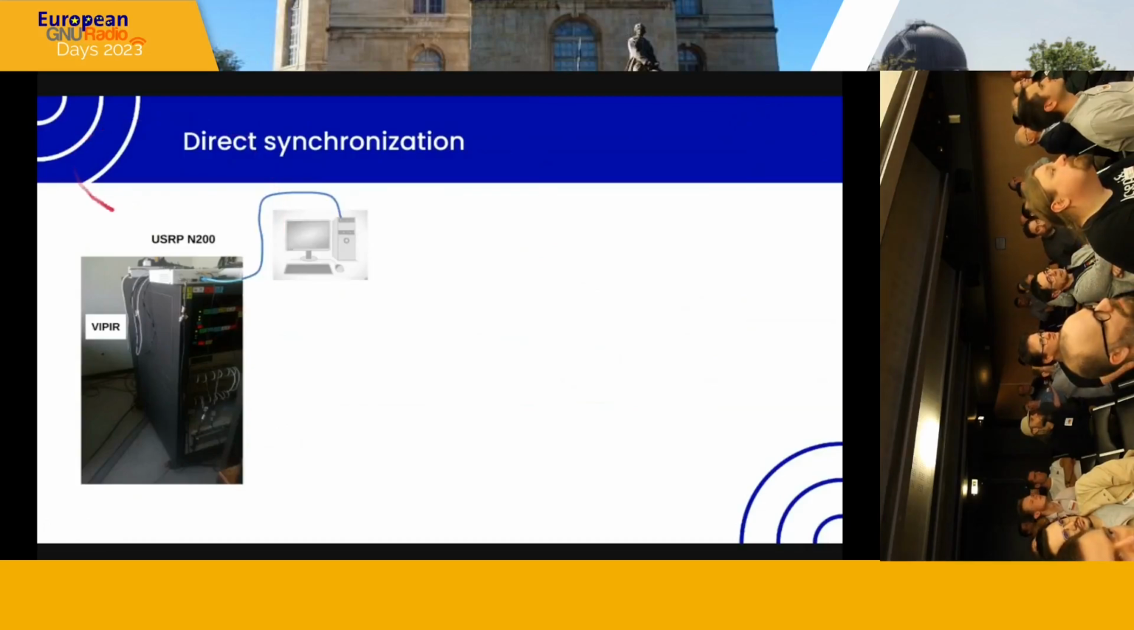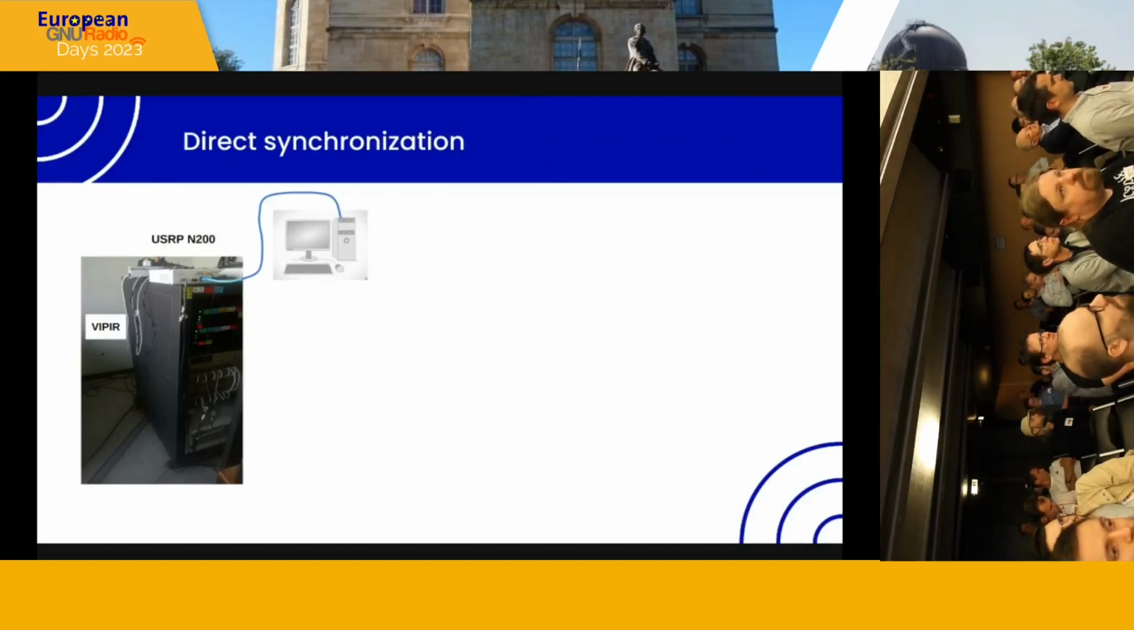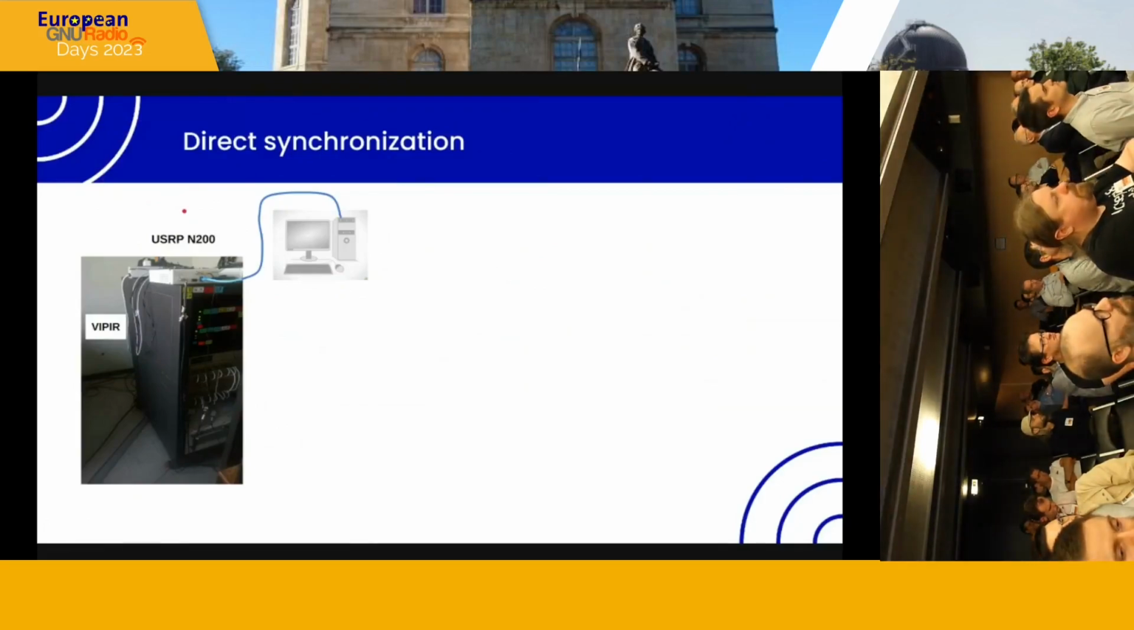We are using for the synchronization a USRP N200, and well, the idea is how will we synchronize? How will we recognize the time to start to receive the echo? So to know the exact time to receive in the USRP, we will have to know the exact time VIPIR will send the signal. We have to know at which time VIPIR will start the transmission.